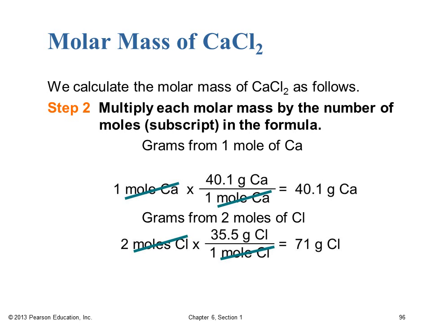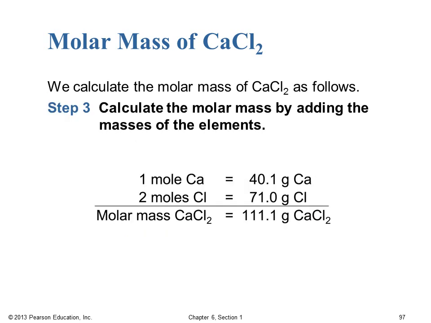If we have CaCl2, that means we have 2 moles of chlorine and 1 mole of calcium chloride. So we have 2 moles of chlorine, Cl, times 35.5 grams per mole, and that brings it up to 71 grams. Then all you have to do is add those two numbers together, and you get 111.1 grams for calcium chloride. So calcium chloride has a molar mass of 111.1 grams per mole.